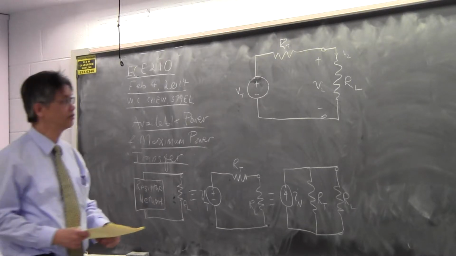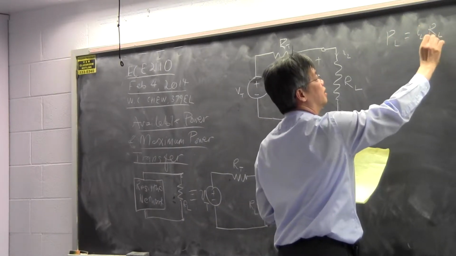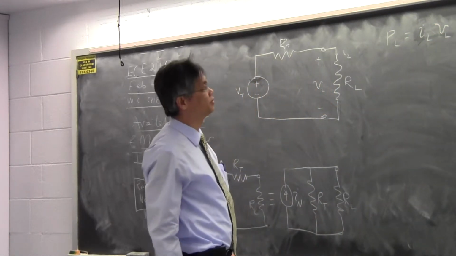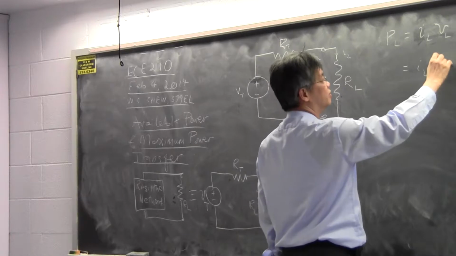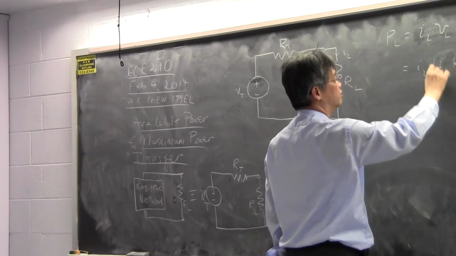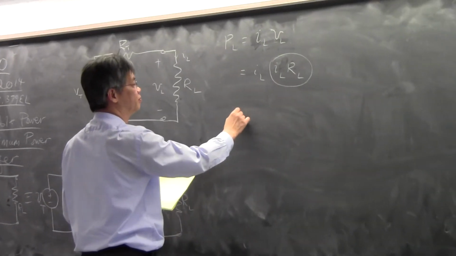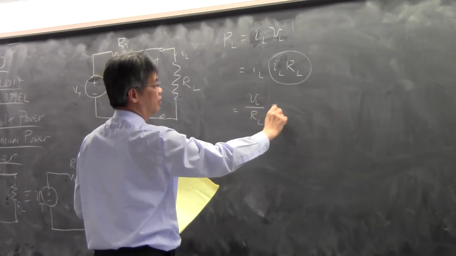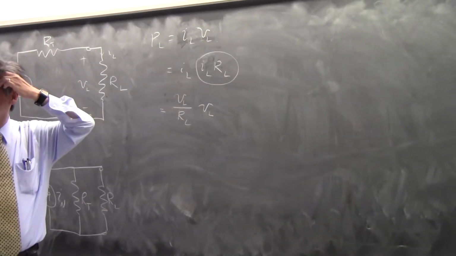Okay? The power transferred to the load, as you can see, is P load is I load V load. It can be written as I load times V load, which is I R load. Okay, this can be written that way. You can also write it in terms of I load can be written as V load over R load. So you can write it either way, in terms of V or in terms of I. Okay, it doesn't matter.